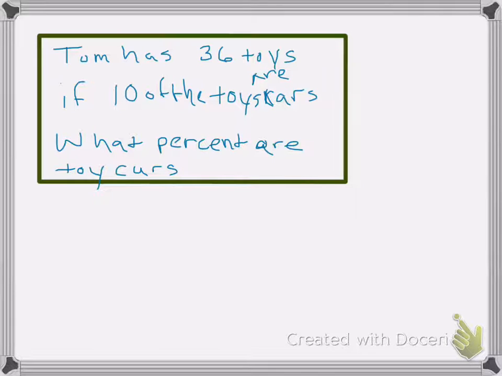So, we know that Tom has 36 toys. And we also know that 10 are toy cars. So we've got to take that information and pull it out. Then we need to look: what is the question in this? It says percent. What percent? We are looking for what percent of his toys are toy cars.